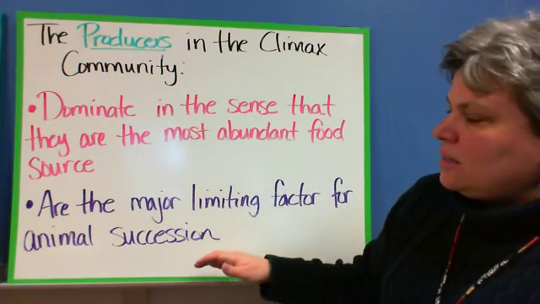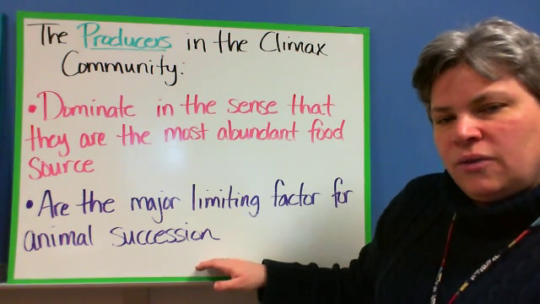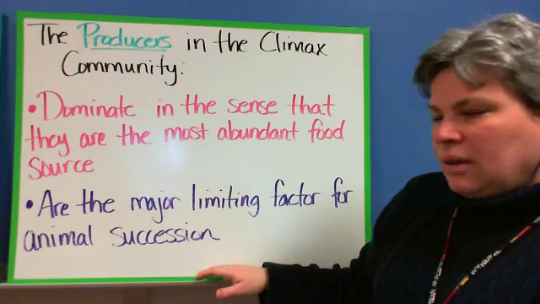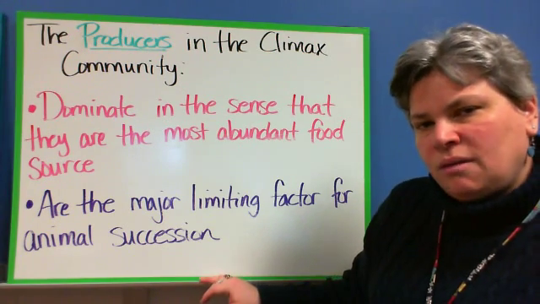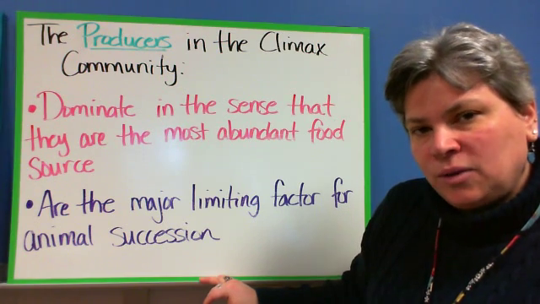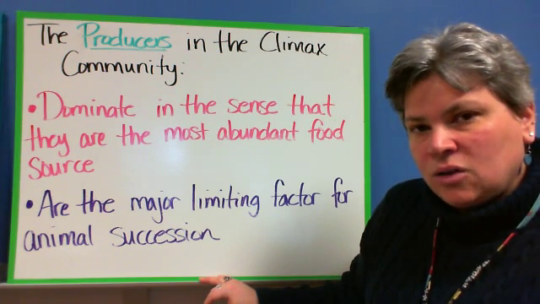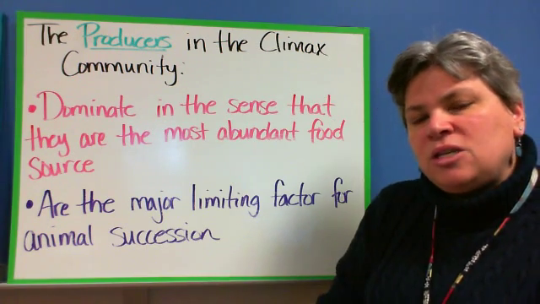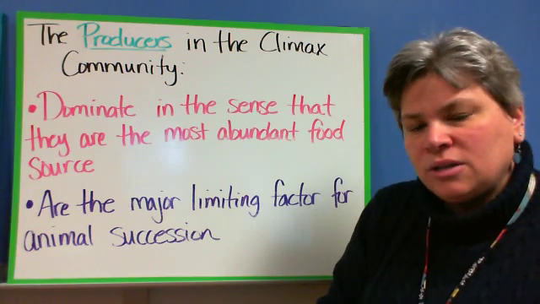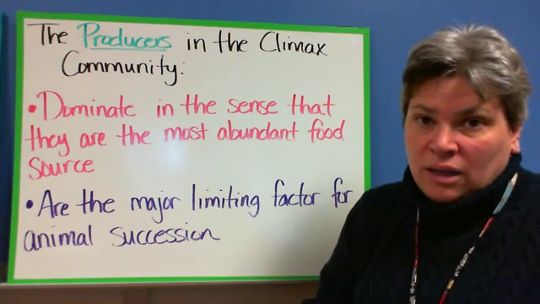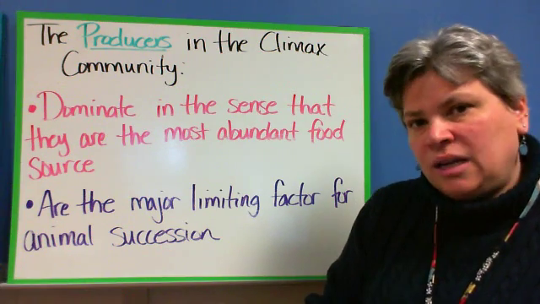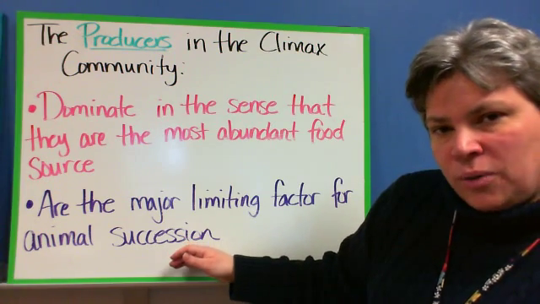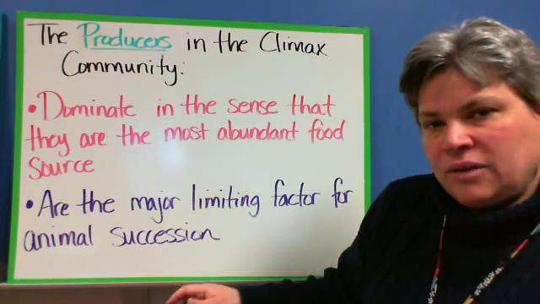The other thing to keep in mind is that the producers are the major limiting factor for animal succession. What do we mean by that? Well, yes, it's a food source, but there's more to it than that. In some cases, it could be where the animal lives. In some cases, it could be what else they need the plants for. For example, there are some species of birds that require different plants for reproduction, whether it's because they can only build their nest in one tree or they need a specific type of leaf, whatever it happens to be. But the producers really limit the animals that can live in an area.